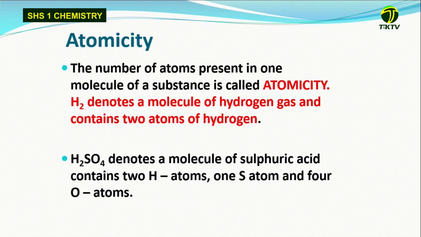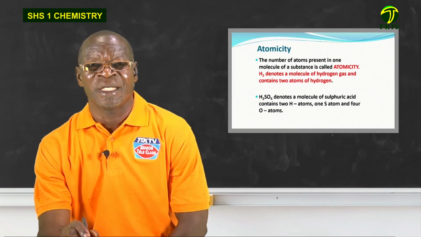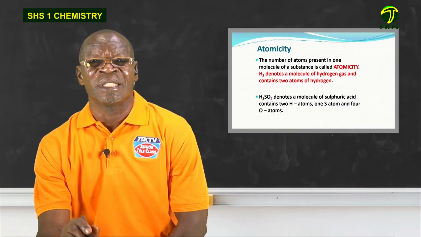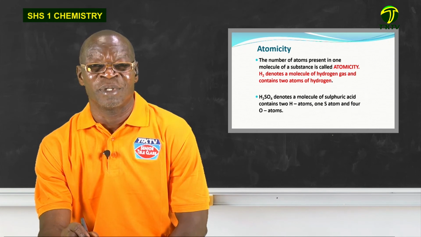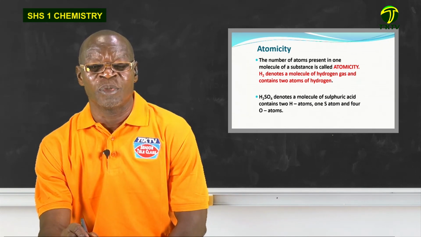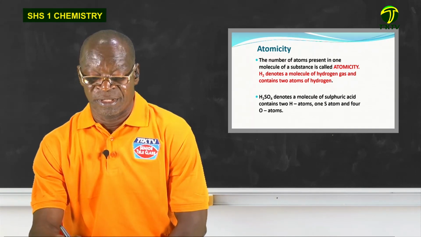It contains 2 hydrogen atoms, so we see H2 there. It contains 1 sulfur atom, so there is no number attached to the sulfur. And it contains 4 oxygen atoms, so we see 4 there. That is what we call atomicity. So when you are given any substance and asked to give the atomicity, I hope you'll be able to give it.